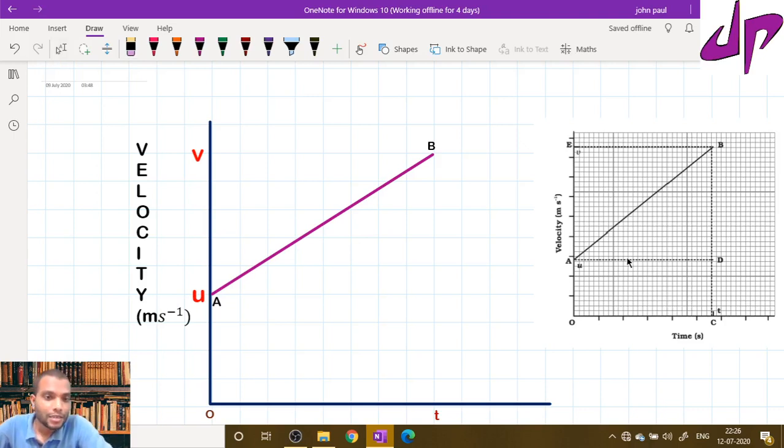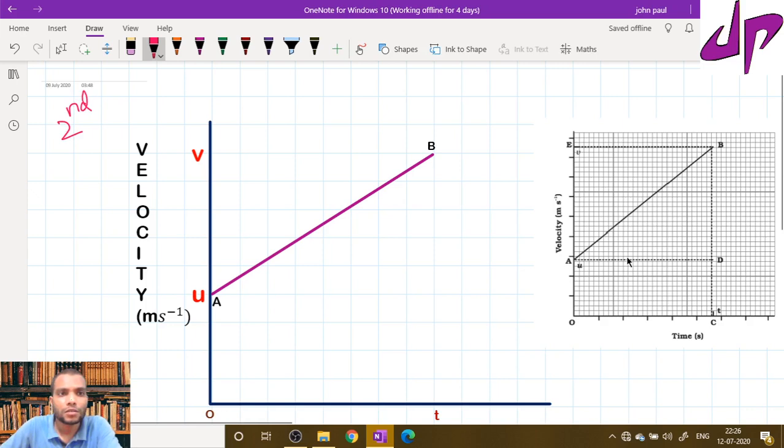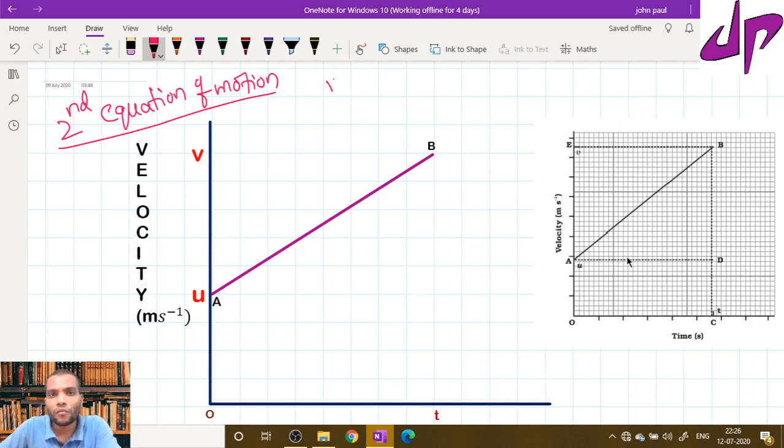Hi students, let us derive the second equation of motion. To derive the second equation of motion, you need to remember a very important statement: the area of the velocity time graph gives displacement.